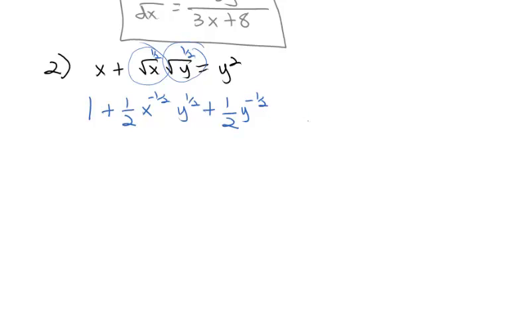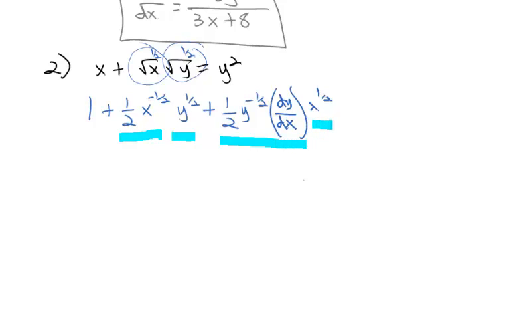Also notice, though, we took the derivative of a y, so we have to multiply by a dy/dx here, times the first, which is x to the 1/2. So again, being able to see the product rule here, it's the derivative of the first times the second, plus the derivative of the second times the first. Also noticing that when we took the derivative of the y, we had to multiply by dy/dx at that point.